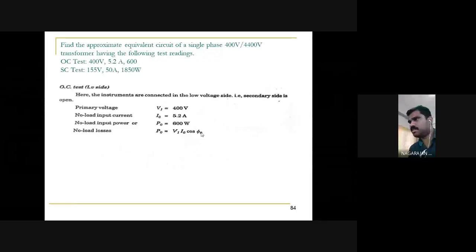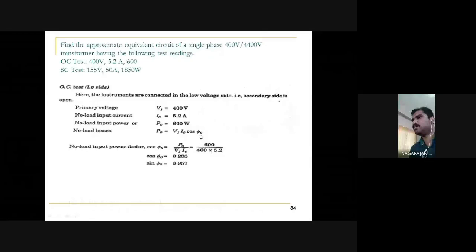So from the last equation of this, I'm finding out cos phi naught. Cos phi naught equal to P naught divided by V1 into I naught, which gives us 0.288. So from that, I'm finding out sin phi naught. If you find cos phi naught, you can directly find sin phi naught. After finding out cos phi naught, find out cos inverse to get the phi naught value. Put that value with sin. So you'll get 0.957.